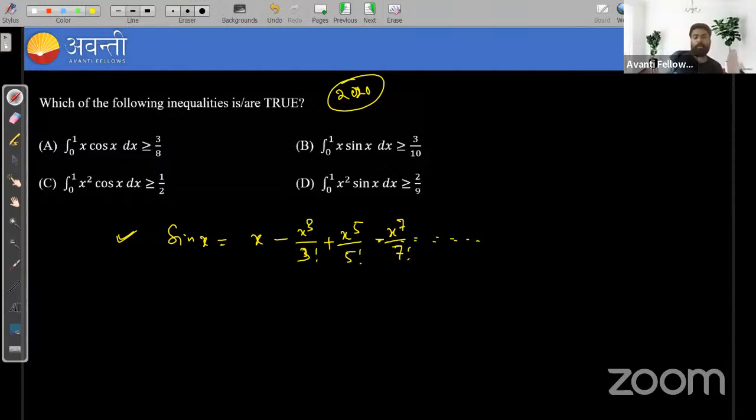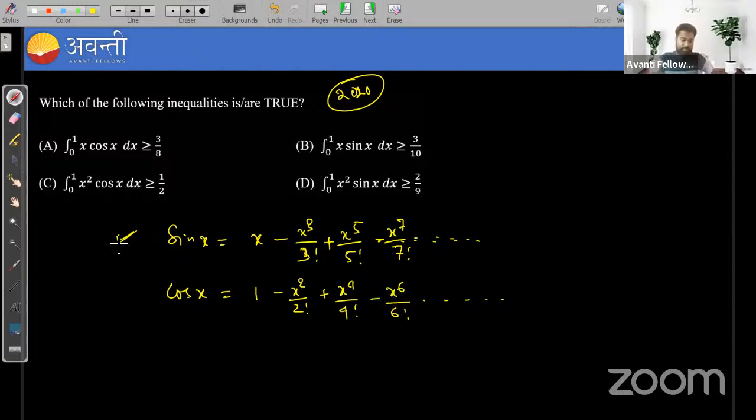And if I ask you to tell me the series expansion of cos x, it will be 1 minus x square by 2 factorial plus x to the power 4 by 4 factorial minus x to the power 6 by 6 factorial and so on. So these are the series expansions of sin x and cos x respectively. Okay. So let's use these series expansions and try to solve this question.